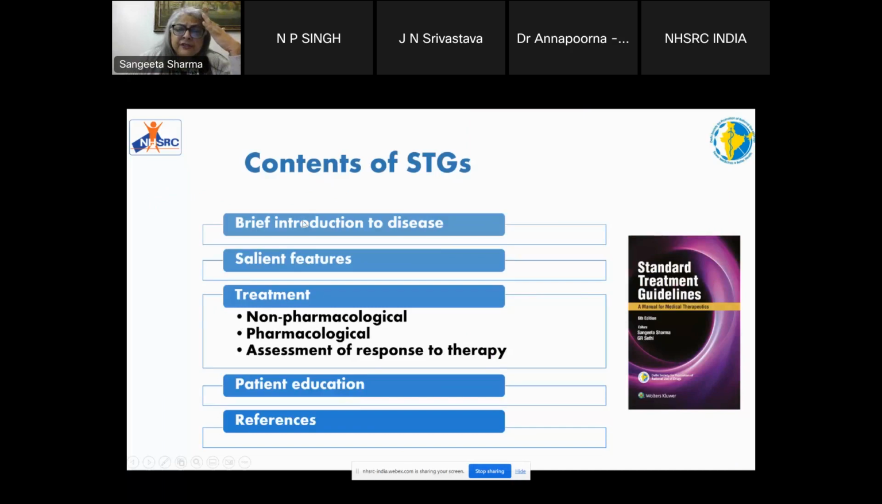One of the features is, as I was telling you, treatment always gives the non-pharmacological part first. We start with that, because there is no point in treating a patient of hypertension or diabetes if he continues with no diet control. Then pharmacological treatment, how and which one will you choose, how do you assess the response, then patient education. This is one of the unique features of this book, and this is the most challenging task as well, because unless you engage patients in the treatment, outcomes will not be favorable.